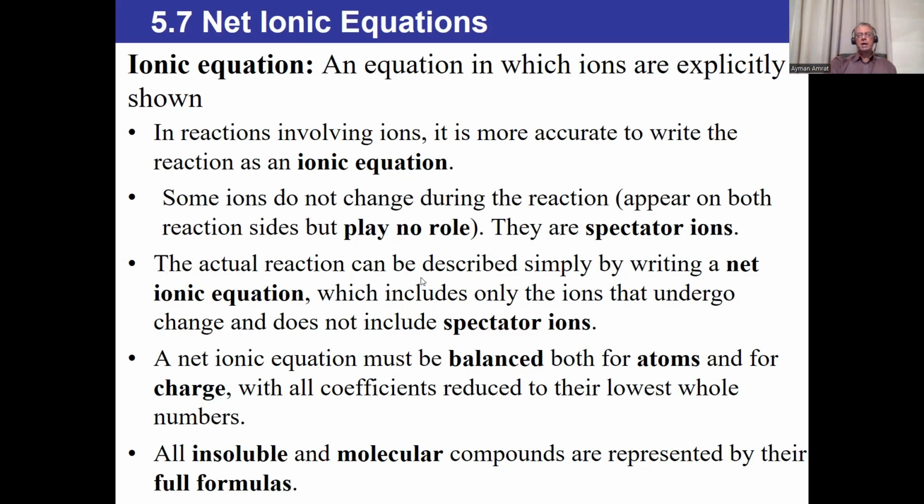The actual reaction can be described simply by writing a net ionic equation after cancelling the spectator ions, which includes only the ions that undergo change and doesn't include the spectator ions. A net ionic equation must be balanced both for atoms and for charge, with all coefficients reduced to their lowest whole numbers. All insoluble and molecular compounds are represented by their full formulas.